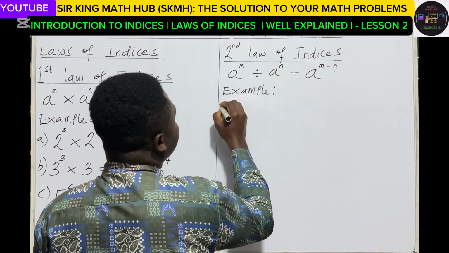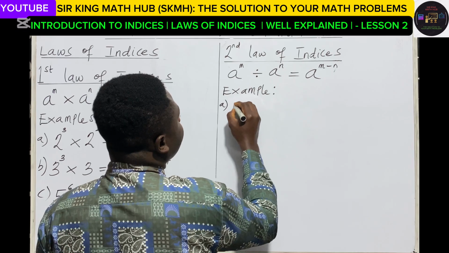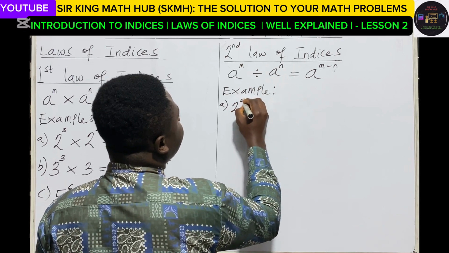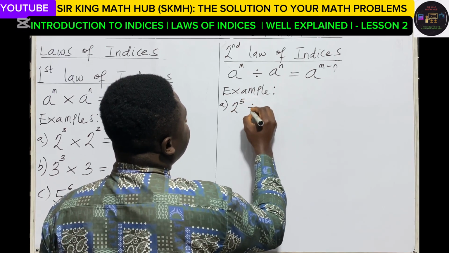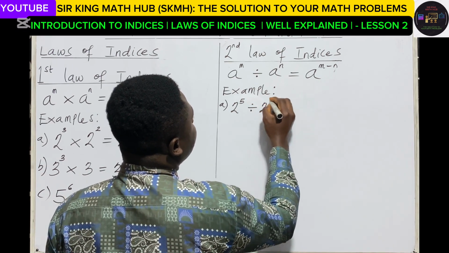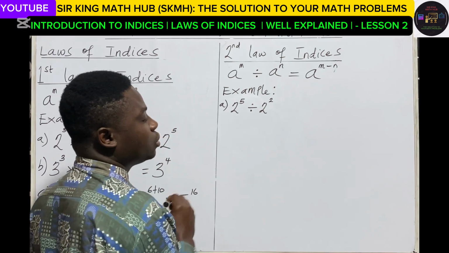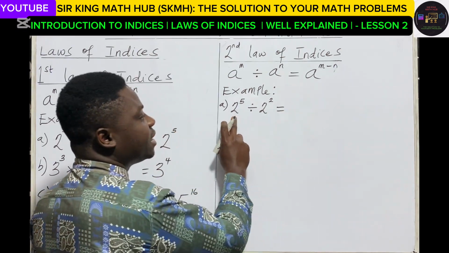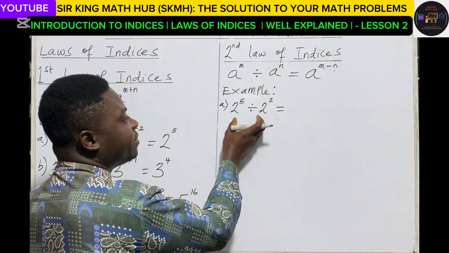So example, let's say we have 2 index 5 divided by 2 index 2. So because of this law, we see that the bases are the same, at the same time they are divided.